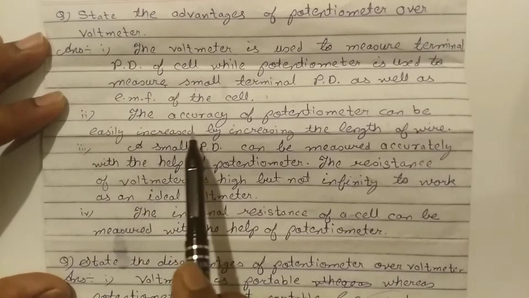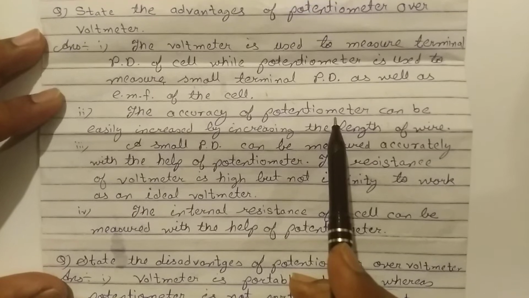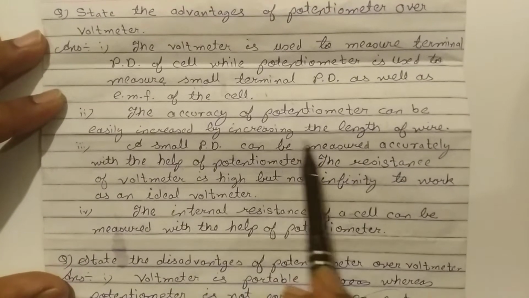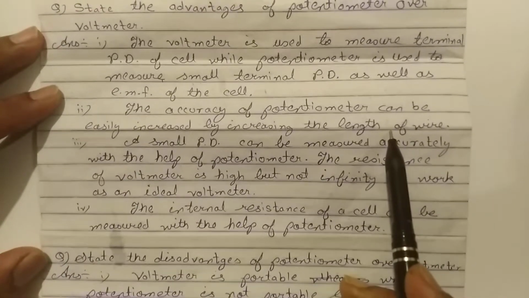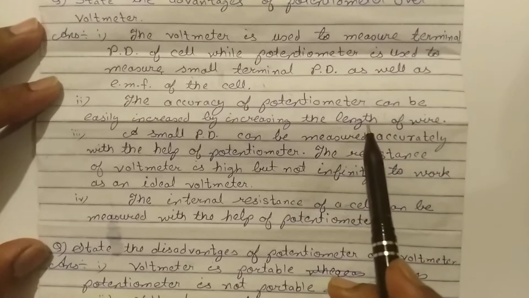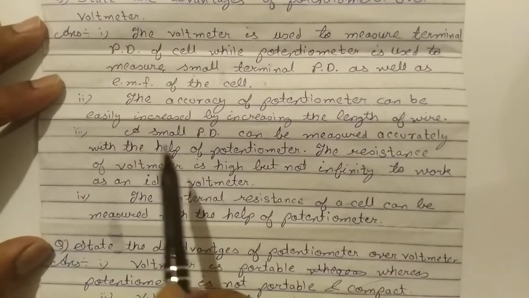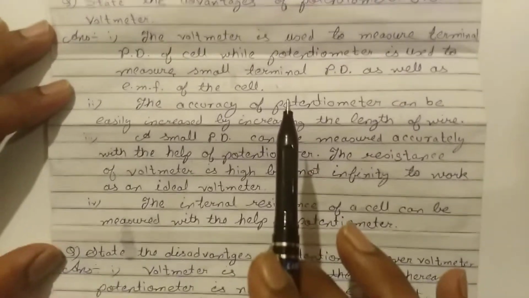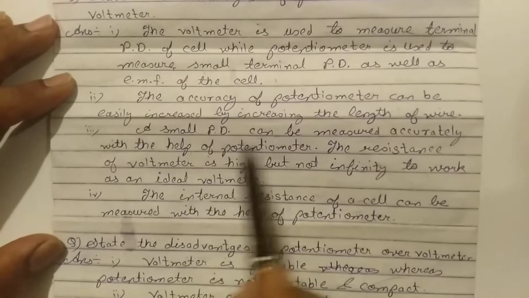The second advantage is what? Accuracy of the potentiometer is very perfect. We can increase it by increasing the length of the wire. That is the advantage of the potentiometer. But in the voltmeter, we can't increase the accuracy. Once voltmeter is designed, whatever the accuracy, we can't increase. But in potentiometer, we can increase the accuracy.